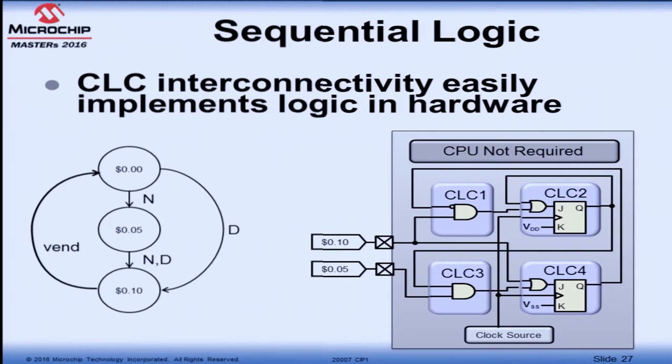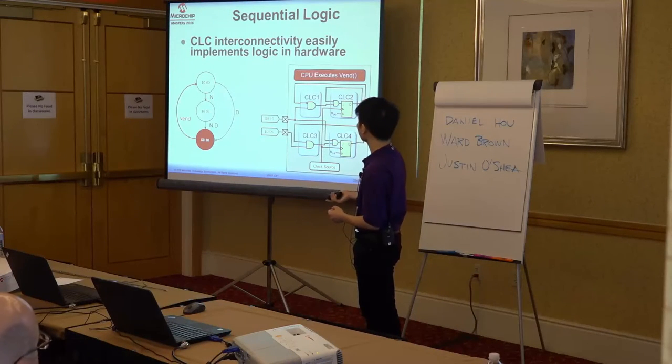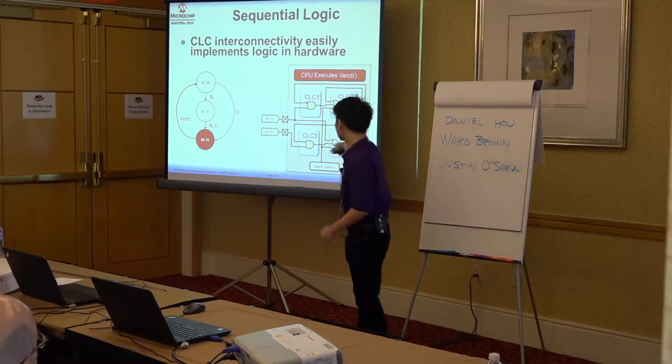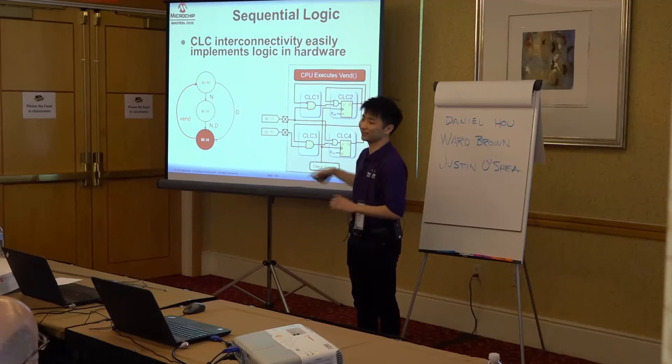With that said, I have 4 CLCs to do the job. And then the CPU is not even required in this situation, where before the CPU was fully used to do the state machine. So this is really a new way to think about using the CLC to do a simple state machine instead of other combinational logic. So after some condition is achieved, then the CPU can execute your vending function.